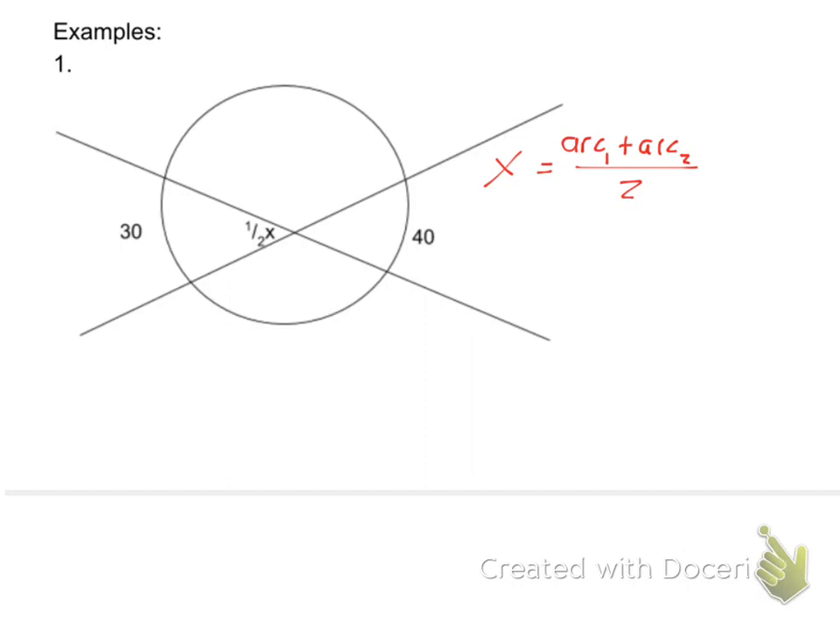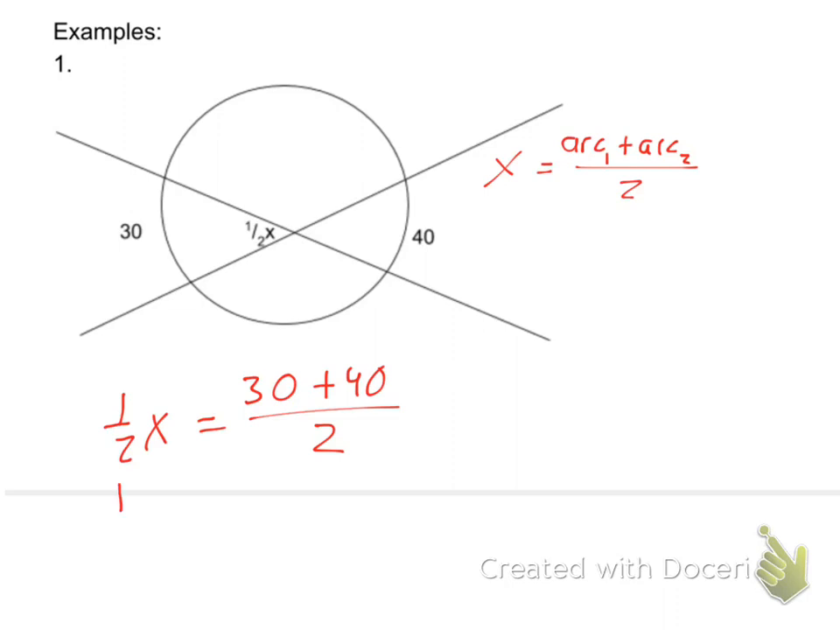You have to remember that when we use formulas, sometimes our formulas coincide with the same variable in a different location than what my problem does. So therefore, you have to know that the x here stands for whatever's in this position. So I need to change this to a 1/2 x equals. What's arc 1? 30. If I call that 30, arc 2 is 40, all over 2. So we solve it.